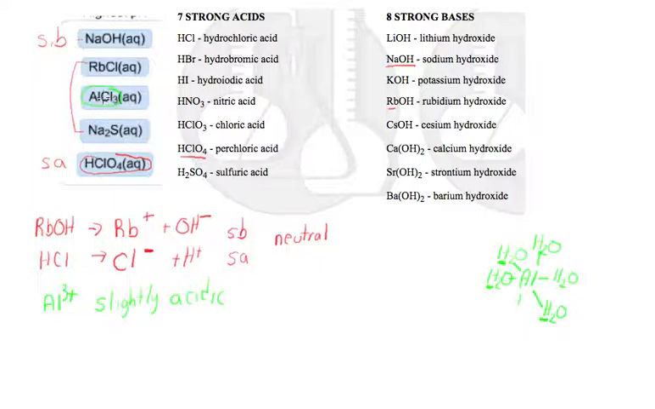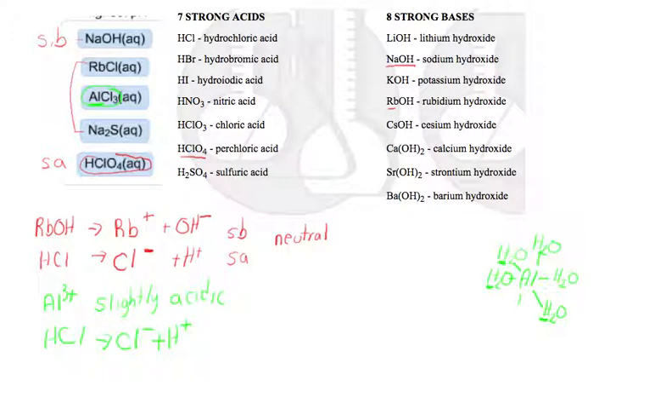And let's look at the chloride, and just like before, the chloride ion can come from a strong acid. Okay. So this is going to be slightly acidic because the strong acid doesn't do anything to the pH when looking at the ions.